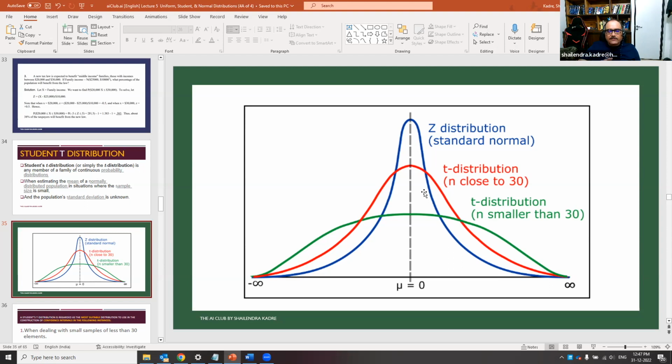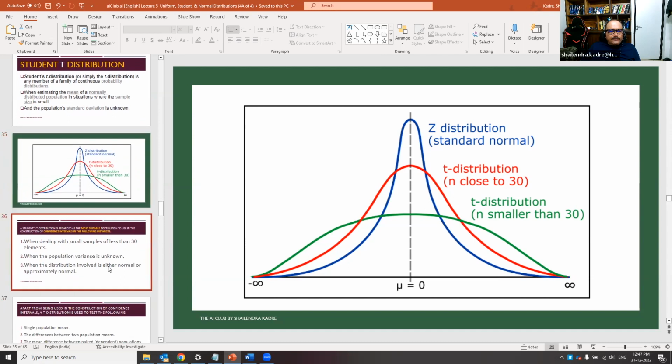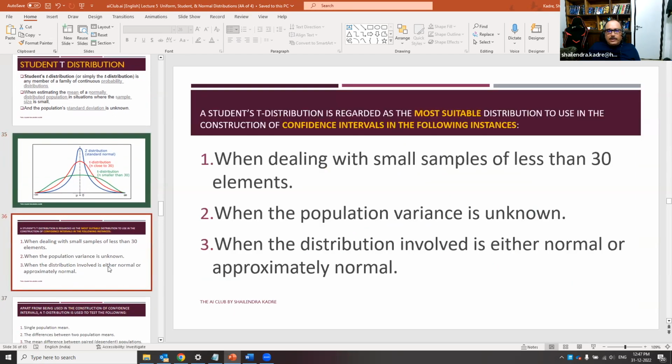What is the special case? If n is less than 30, then the normal distribution becomes a t distribution. Got it? So the next thing is this, which we already studied. There are two cases: if the sample size is less than 30, we go for the t distribution, and if the population variance is unknown, then also we go for the t distribution.